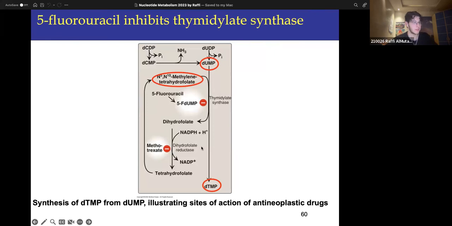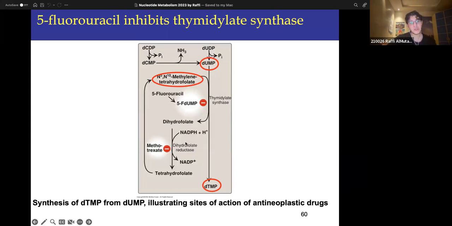This picture right here is where I'm going to do the explanation. As you see, we have this dUMP. Eventually we've made everything. Now we have dUMP. This dUMP needs to be converted into dTMP. So how do we do this? We use an enzyme called thymidylate synthase. And this could be inhibited by a drug called 5-fluorouracil. So 5-fluorouracil will inhibit thymidylate synthase, and therefore we will not have dUMP being converted to dTMP.